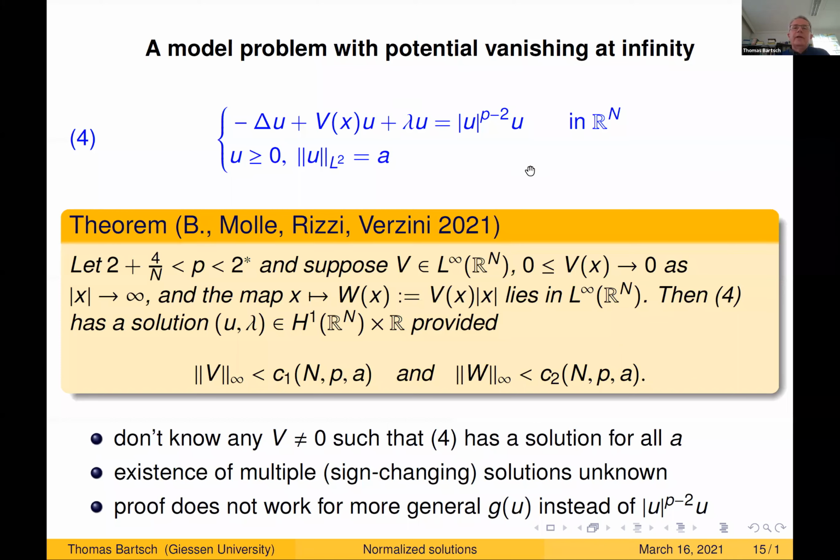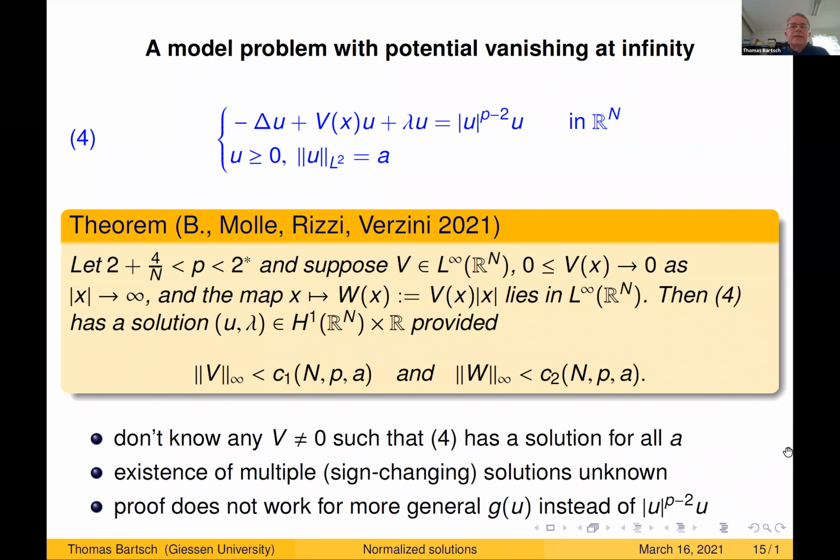Also, without the V, we have an unbounded sequence of solutions for every A. Here we don't even know about the existence of a second solution, possibly sign changing, for the problem if V is different from 0. And also the argument does not work for a general g of u. So this does not mean that this is impossible, but one definitely needs more refined arguments if one wants to address these questions, or let's say these open problems here.